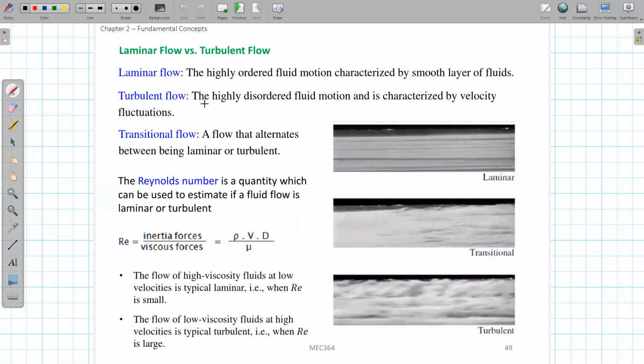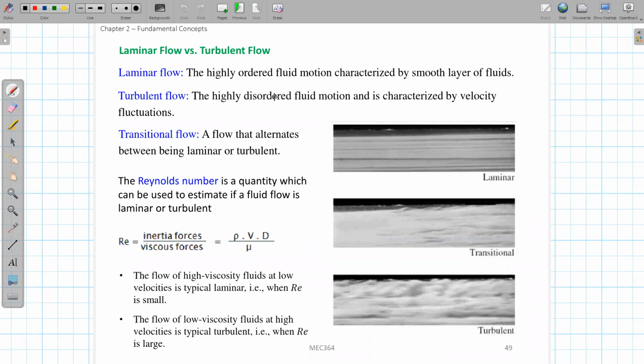And turbulent flow basically means that things become very chaotic. It's just like when you open the faucet: if you open the faucet just a little, giving a very small flow rate, you'll see the water going down in a very organized way.